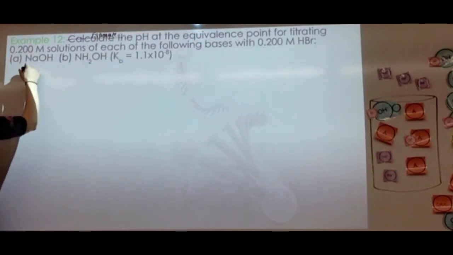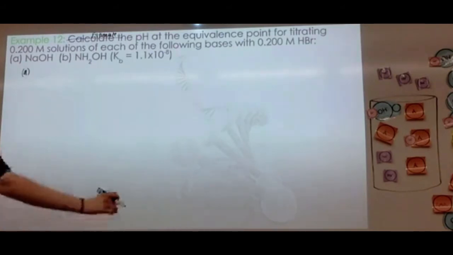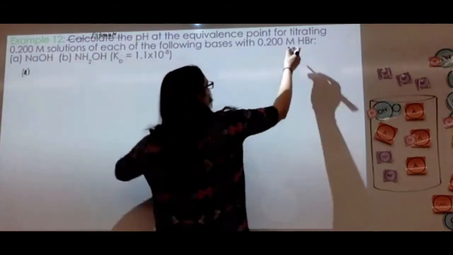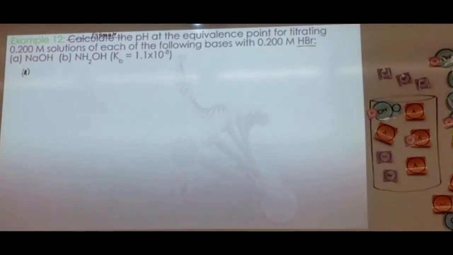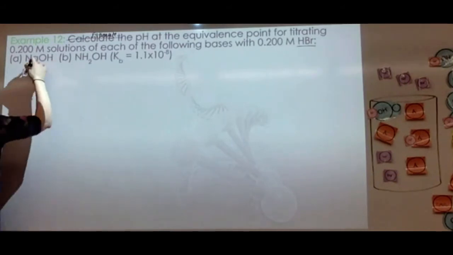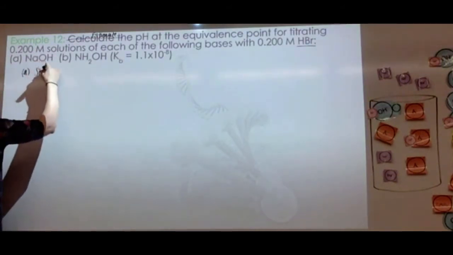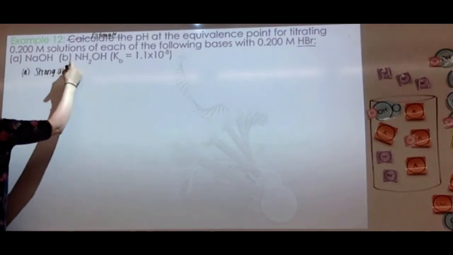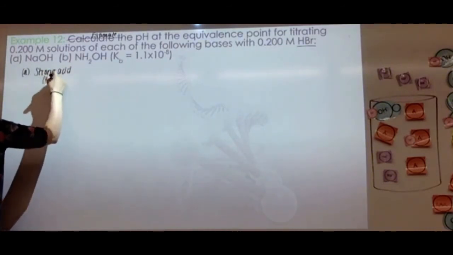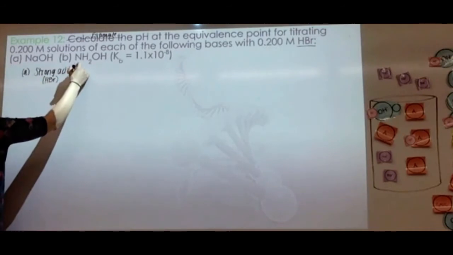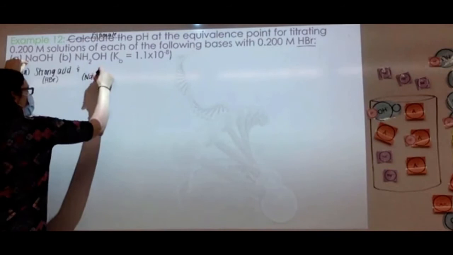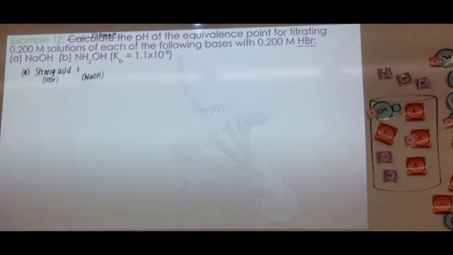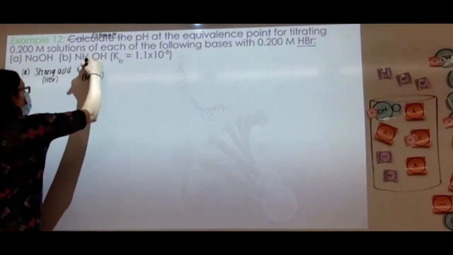So in part A, NaOH with HBr. It says we're titrating these solutions with HBr. What is HBr? Strong acid. So in part A, we have a strong acid, which is HBr, titrating NaOH. How would we classify NaOH? Is it a strong base or a weak base? Strong base.